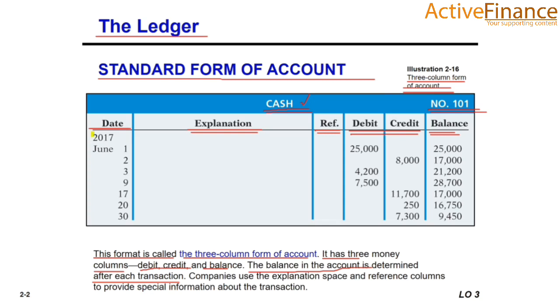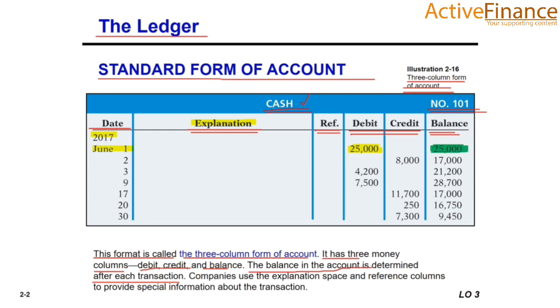Like the transaction of cash on June 1st, 2017. Here we would provide the explanation, but if we have already mentioned it in the general journal, there is no need to mention the explanation of the transaction. Let's proceed further. In this June 1st transaction, cash is increased, and if cash increases it is recorded on the debit side. We have recorded 25,000 on the debit side, so at the end the balance will be 25,000.